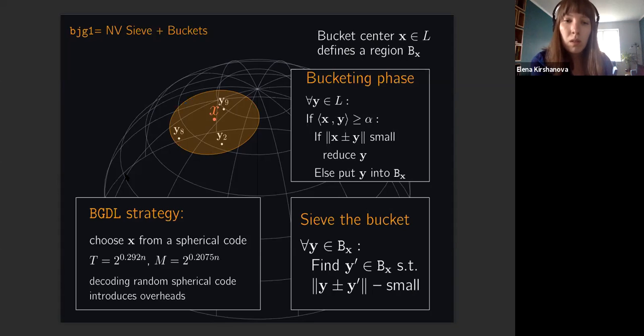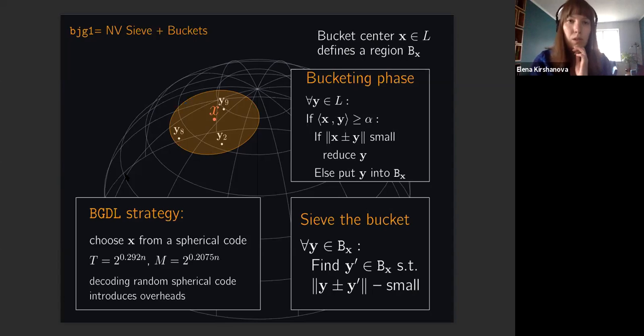It's a good spherical code, and the reason is that you want to make the bucketing phase, associating a vector to a bucket, more efficient, which can be done when X is actually from a structured spherical code. So asymptotically it works, but it also means that during this bucketing phase you have to decode random spherical codes. They're not of dimension n, they could be of smaller dimension, but this introduces large overheads. As far as I know, Leo did some implementation of that, but it's not yet included. It's just expensive to do the decoding.